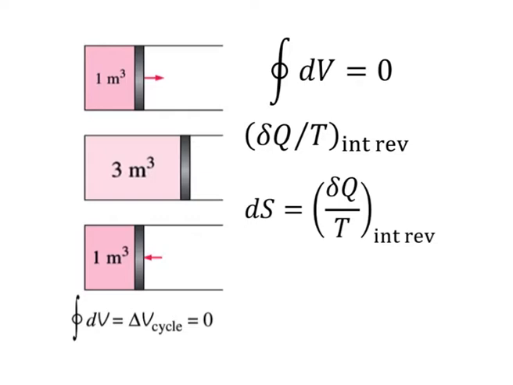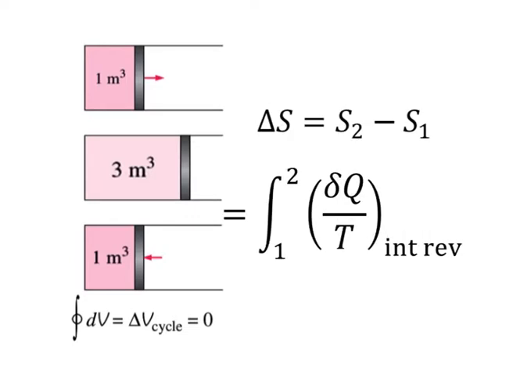The entropy change of a system during a process can be determined by integrating the entropy equation between the initial and the final states. Delta S is equal to S2 minus S1 and is equal to the integral of delta Q upon T internally reversible from 1 to 2. Notice that we have actually defined the change in entropy instead of entropy itself, just as we defined the change in energy instead of the energy itself when we developed the first law relation.